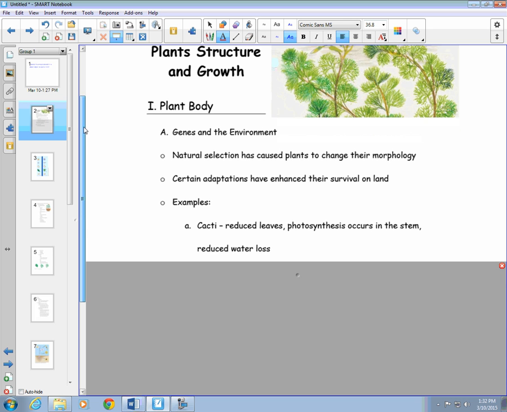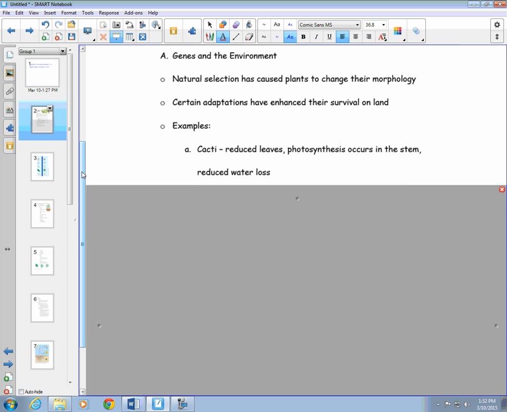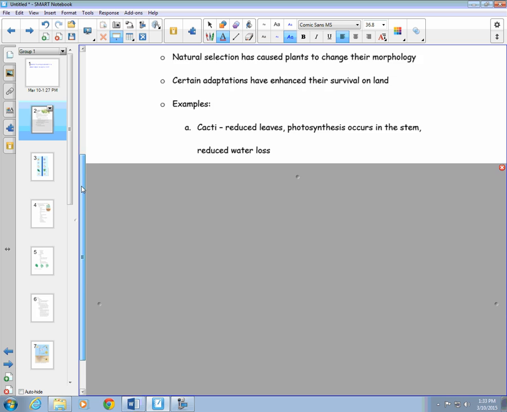structures like reduced leaves in a cacti. The photosynthesis in the cactus actually happens in the stem of the plant and not the leaf, because the leaf is so small, it wouldn't be worthwhile. But having those reduced leaves offers a reduced amount of water loss due to transpiration. We'll be doing a transpiration lab after we do chapter 36 this week.